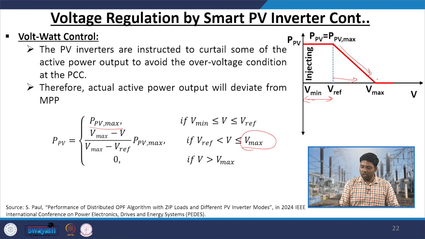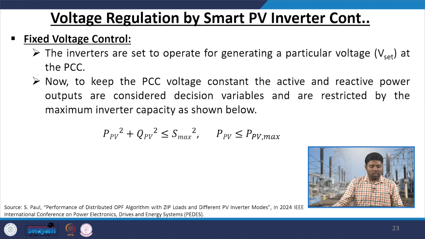And whenever your voltage becomes more than your maximum allowable voltage, at that time you have to make your solar power generation 0 to avoid the over voltage condition. That means you already have more generation than your load. So you do not need the generation, and you just cut down your solar panel.